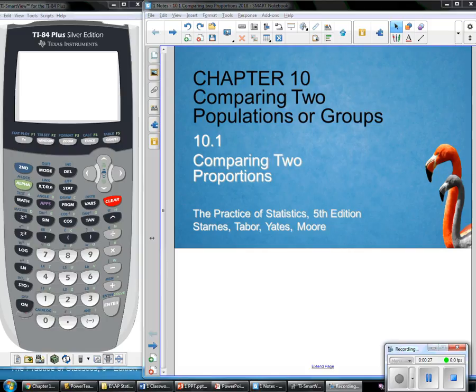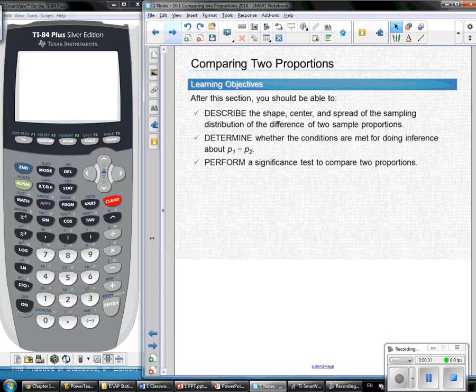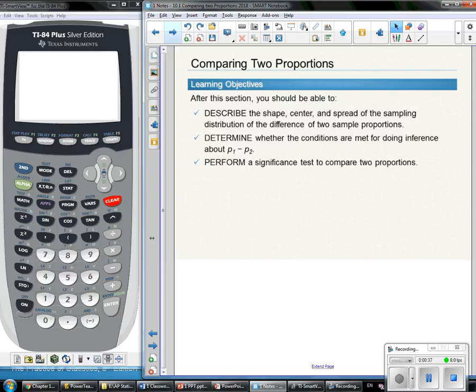This is a little bit different than what we did in the earlier chapters, because now we're looking at two different groups and we're trying to see if there's a difference in the proportion of successes. So we're going to need to understand the sampling distribution for this new random variable. We're going to have to talk about the conditions for inference before we can perform a test of significance.